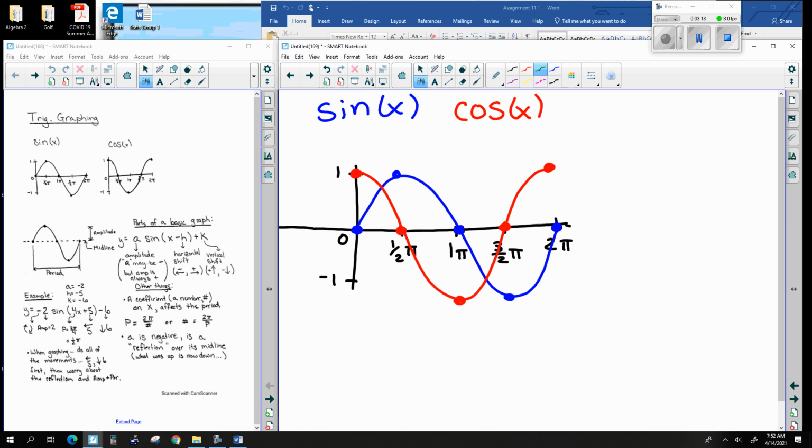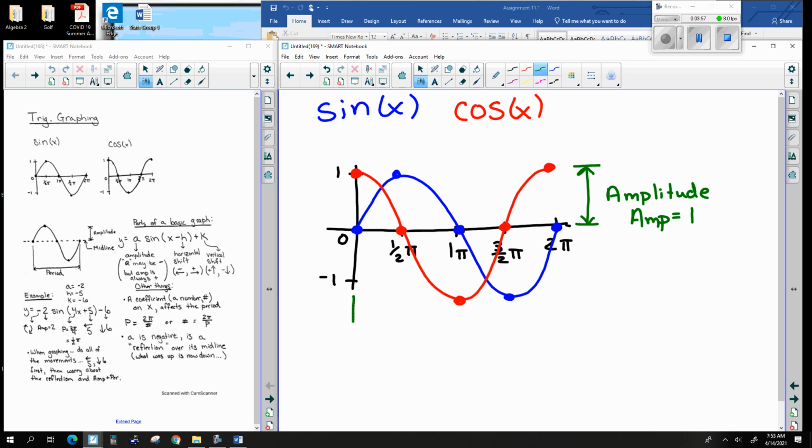Different words that you'll see and need to know. First is this word called amplitude. The amplitude is the distance from the middle to the top, so kind of like half of its height. This is the amplitude. Right now, the amplitude is equal to 1. So base information, the amplitude is equal to 1.